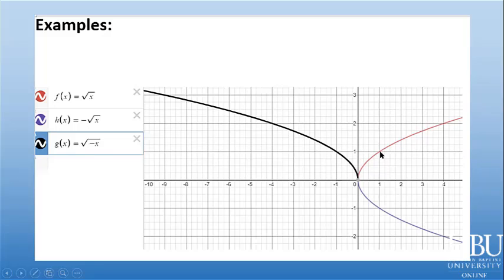The point (1, 1) on the graph of f corresponds to the point (-1, 1) on the graph of g. If you substitute a minus 1 for x here, then minus x would be 1, and the square root of 1 is 1. So the point (-1, 1) is on the graph of g. Point (1, 1) is on the graph of f. So f and g are reflections of each other in the y-axis.